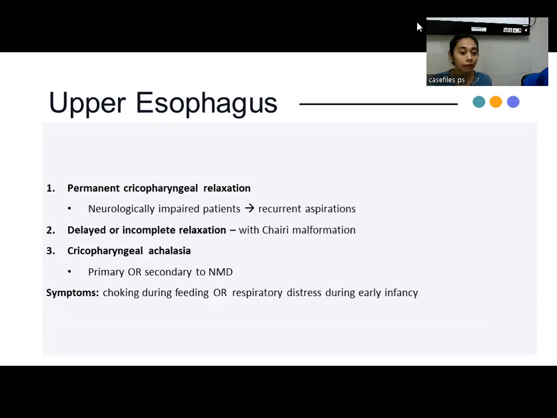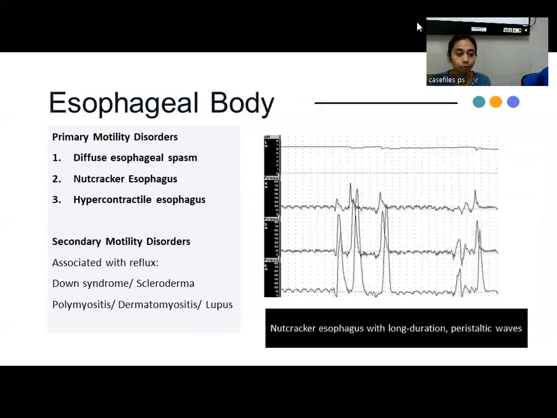The disorders at the level of the upper esophagus are, first, pharyngeal relaxation disorders, usually seen in neurologically impaired patients, which results in recurrent aspirations. Delayed or incomplete relaxation is seen in patients with Chiari malformation. Cricopharyngeal achalasia is another condition which may be primary or secondary to neuromuscular disorders. The patients present with choking during feeding or respiratory distress during early infancy.